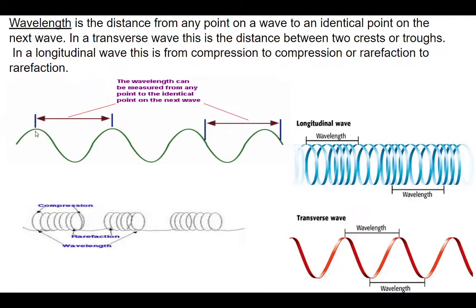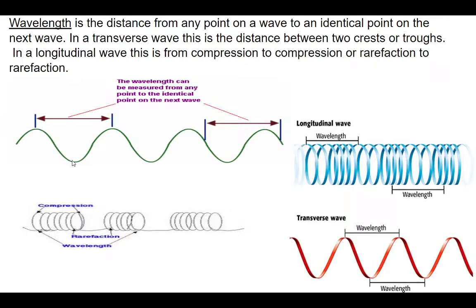Let's say I'm going to mark right here. Where would be the point where I have one wavelength? Well, I'm in the middle of the crest here. If I go to the exact same point on the next wave, on the crest, this is one wavelength. If I want to count another wavelength, I would go here. That would be two wavelengths. I could go here, and that would be three wavelengths.